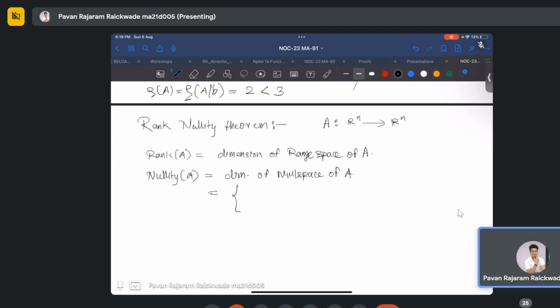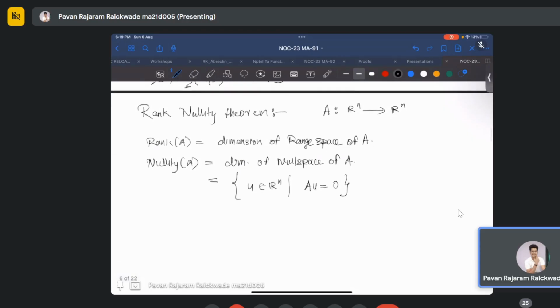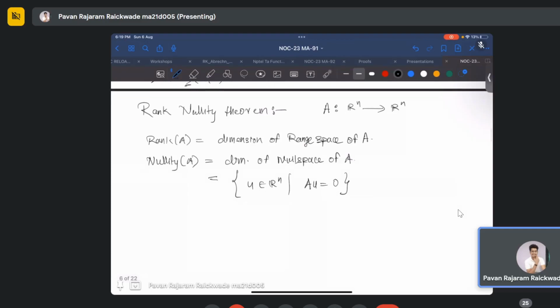What is the null space of A? The null space of A is the set of all u belonging to Rn such that Au is 0, the vectors which map to 0 under A. That's the null space of A, and the dimension of the null space is called the nullity.